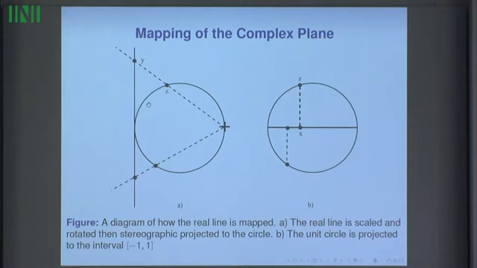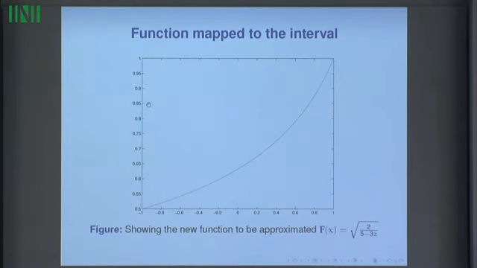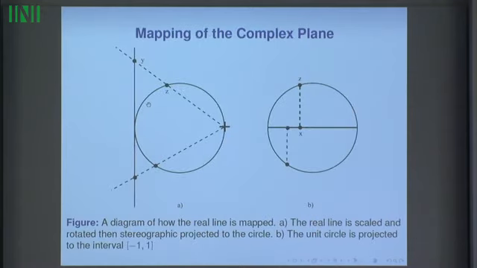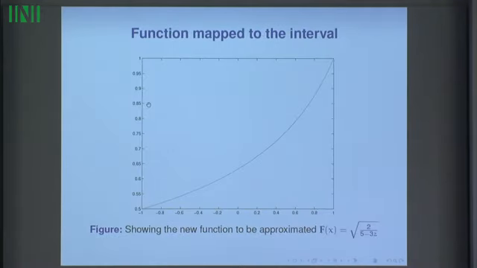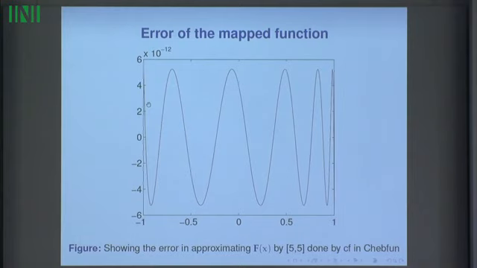You can think of it as you have this real line, you have the unit circle, you project it like that, and then you project it like that. So we have constructed a mapping from the real line to the interval. If you plot this new function after we did the transformation, it looks very nice. And then we can play the same game. We can do a rational approximation.